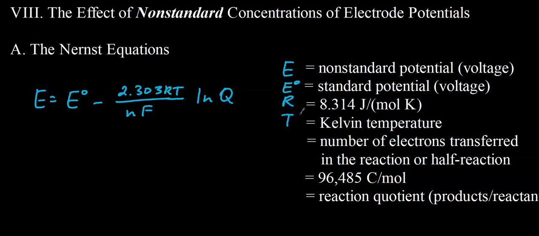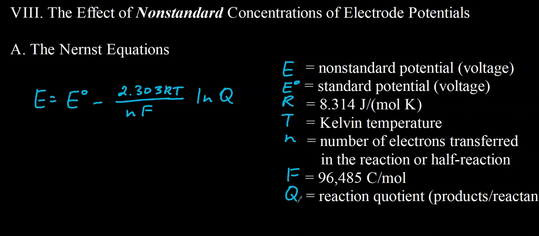Of course, T is the Kelvin temperature. N is the number of electrons transferred during a redox reaction, or if we're just looking at one half reaction, the number of electrons involved in that half reaction. Of course, F is Faraday's constant. We can use 3 sig figs if you want, 96,500 coulombs per mole of electrons. And then Q is the reaction quotient. So that is one form.